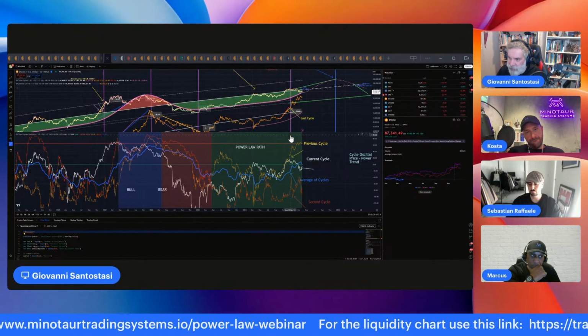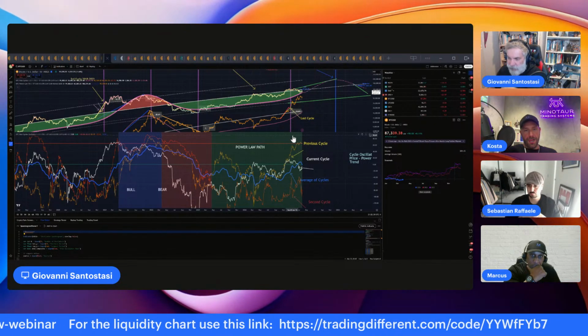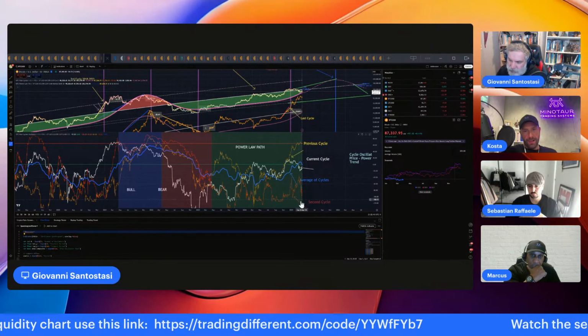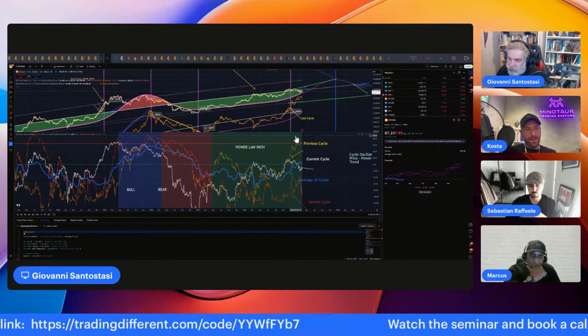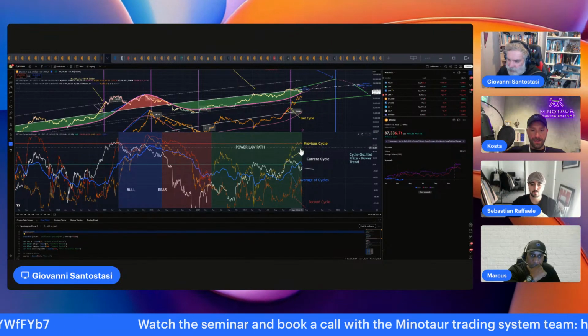I know there is a lot of information in this chart, but that is the point. I'm trying to give a summary of everything. Probably I should color code this area blue like I did here, because it's the beginning of a bull market. So all this is supposed to be in the bull market.